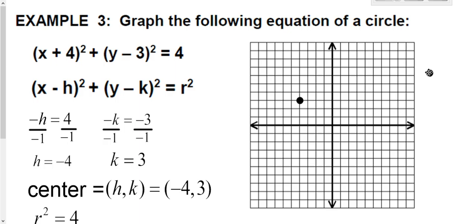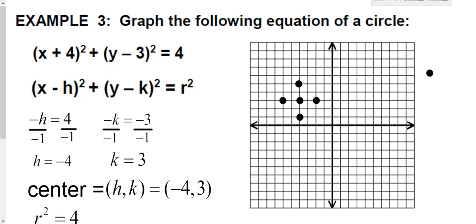So it's really easy to graph now. I go 2 spaces to the right of the center point: 1, 2, put a point there. I go 2 spaces to the left of the center point: 1, 2. Then I go 2 spaces up and put a point: 1, 2. And then I go 2 spaces down from the center point: 1, 2. And then you try to draw your best circle through that.